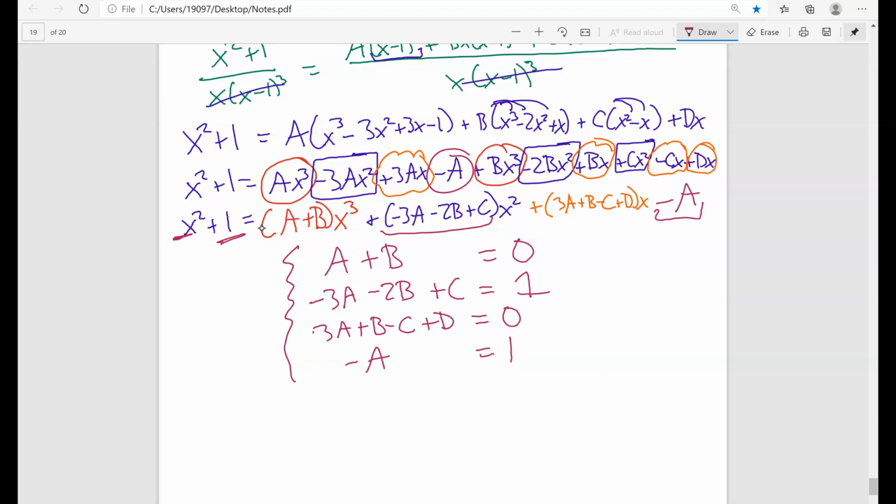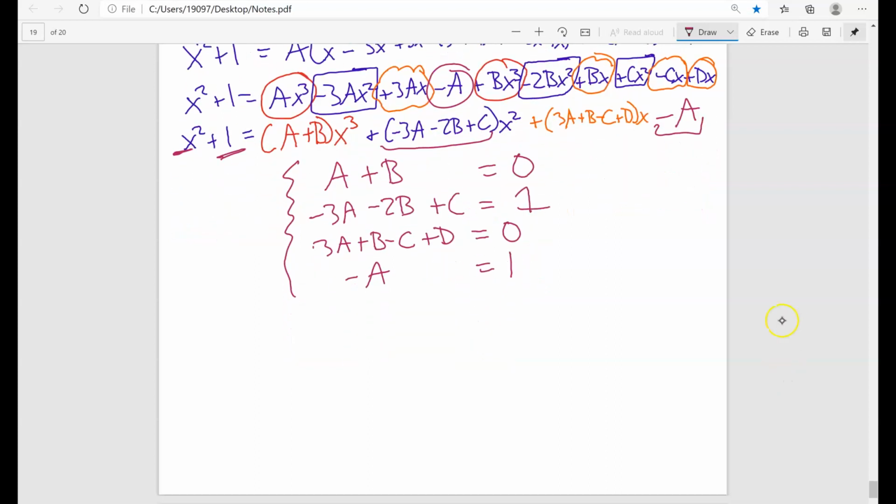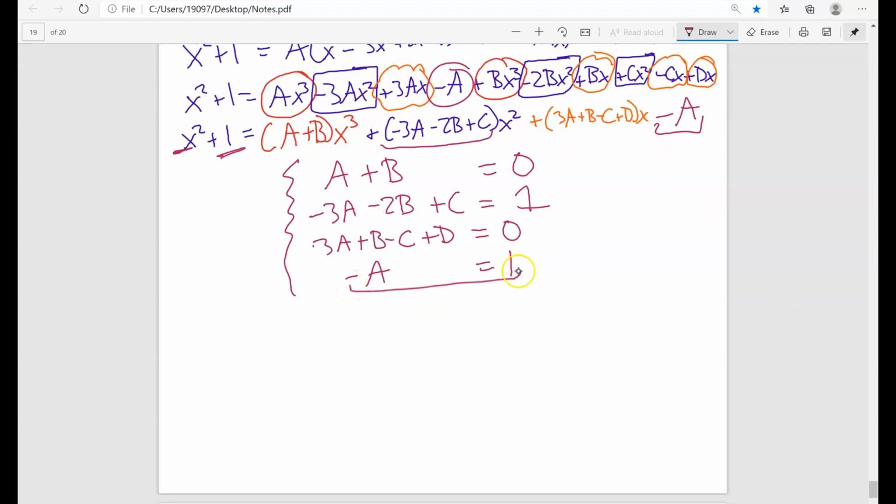Okay, so now that we have that, this is going to be really easy to solve, because now that we have negative a equals 1, then we know that a is equal to negative 1. So we can plug it into the first equation. So negative 1 plus b equals 0, which tells me that b is equal to positive 1. All right, so now let's plug it into the second equation.